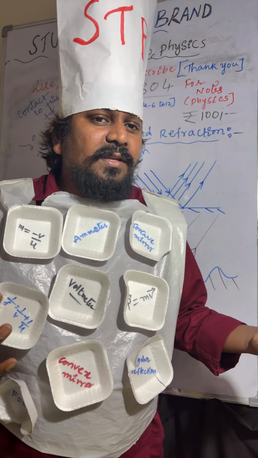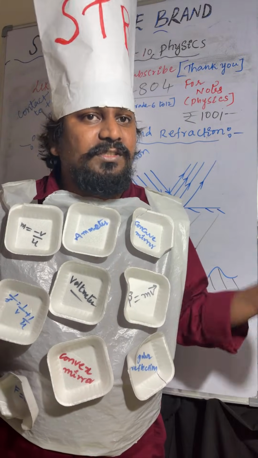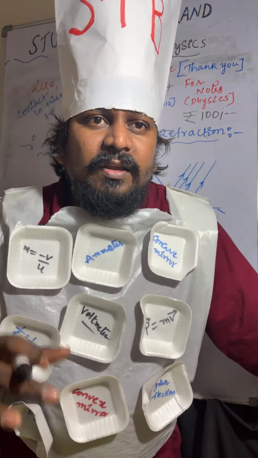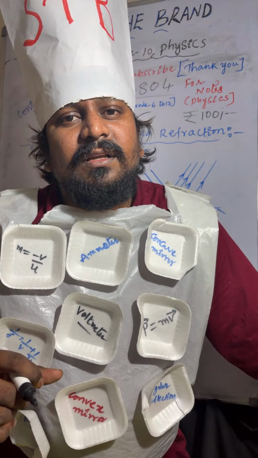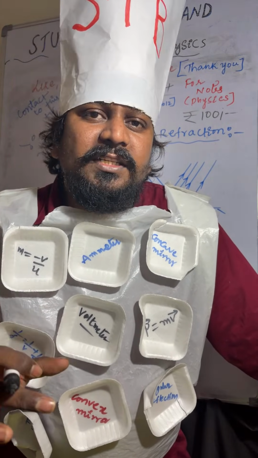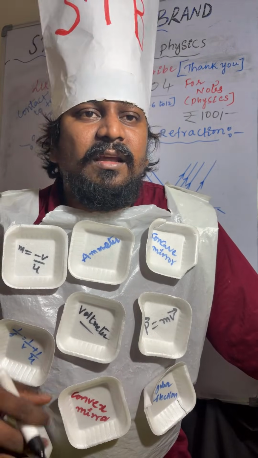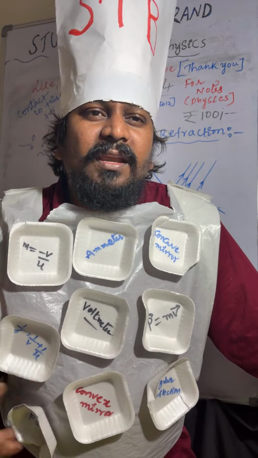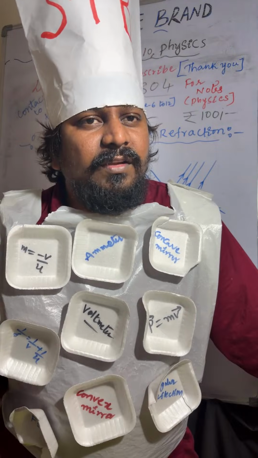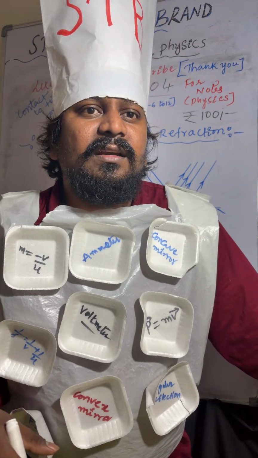Irregular reflection is also known as diffused reflection. Diffused reflection takes place on a wall, on a cinema screen, on paper, on cardboard. Like that, many examples of irregular reflection or diffused reflection. I hope it is very clear.